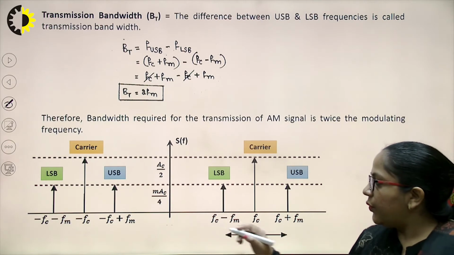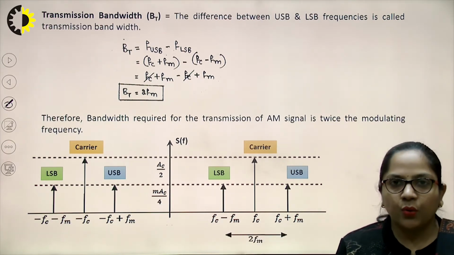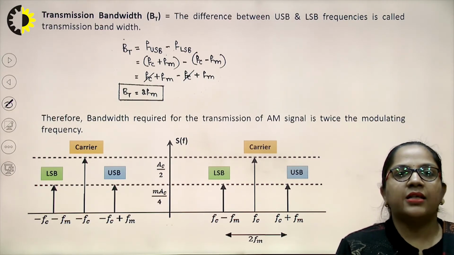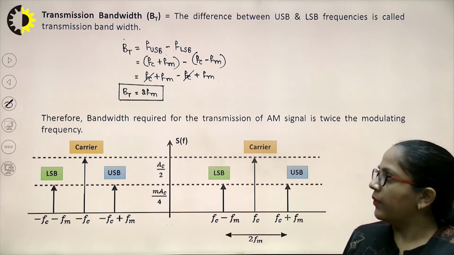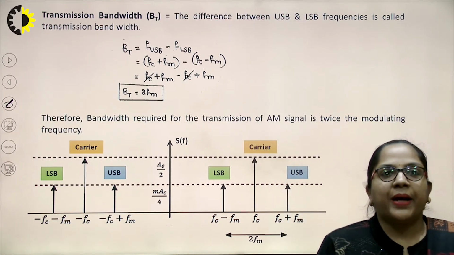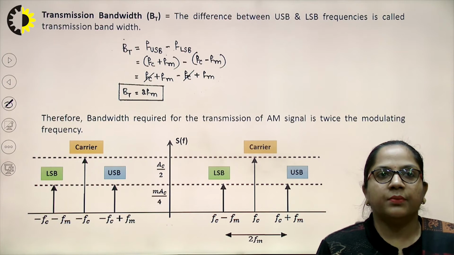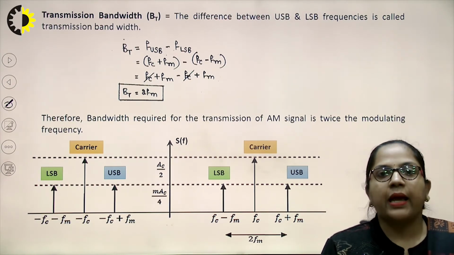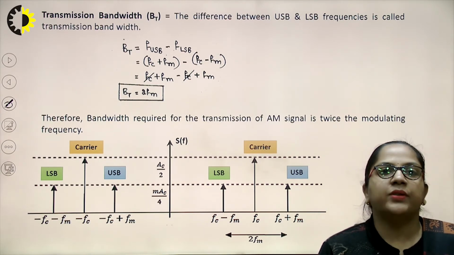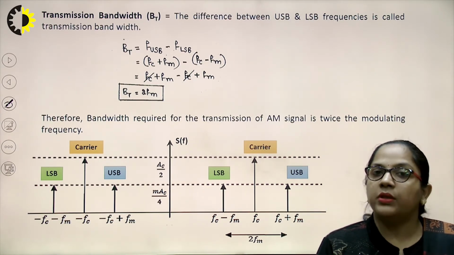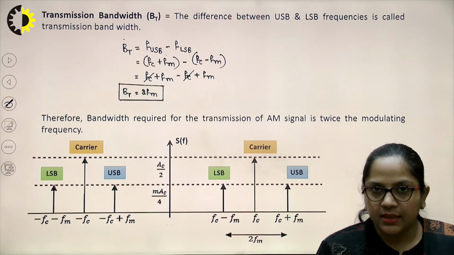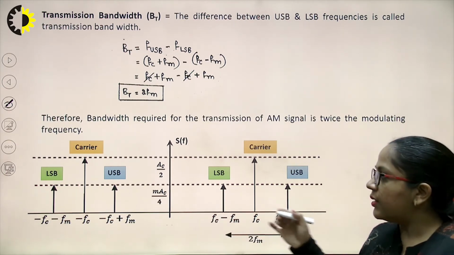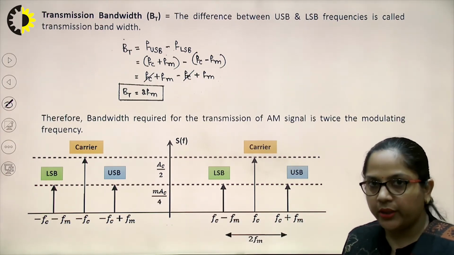From this frequency spectrum, we can calculate the total bandwidth we require for the transmission of AM signal. Transmission bandwidth is the bandwidth that we can calculate by taking the difference between the frequencies of lower sideband and upper sideband. Transmission bandwidth is the total bandwidth required for the transmission of AM wave signal. So, how can we calculate what amount of bandwidth we require to transmit this particular amplitude modulated waveform?